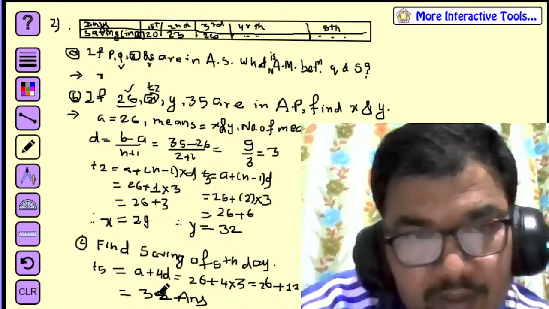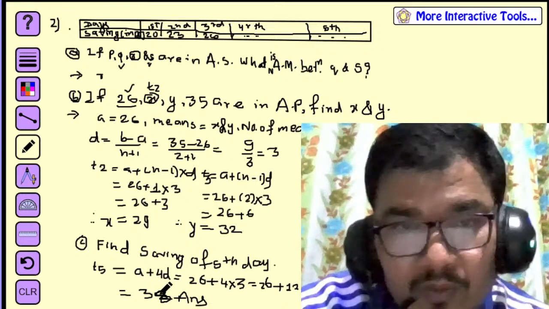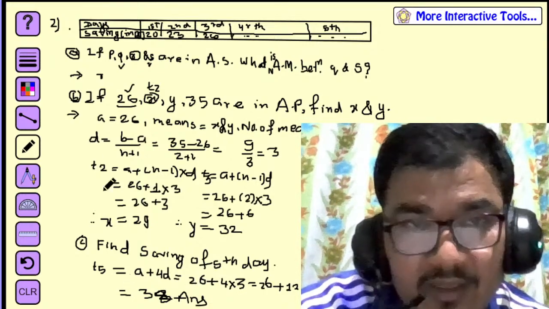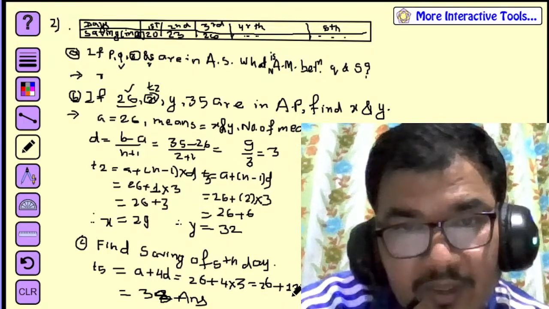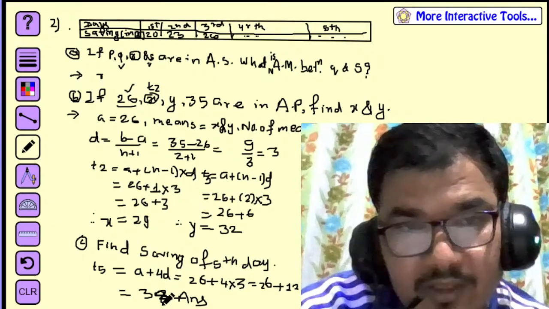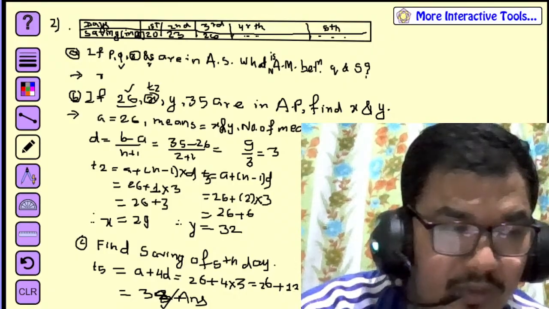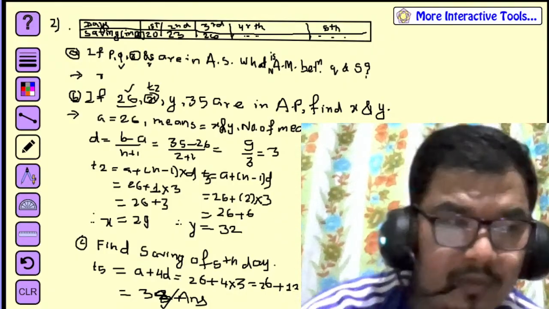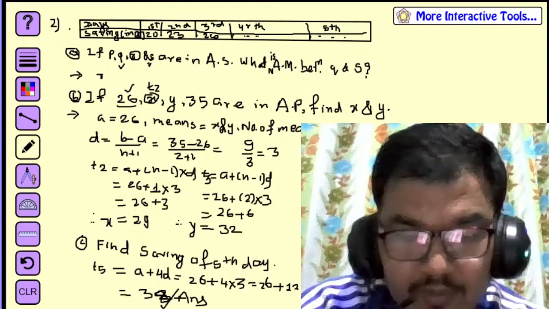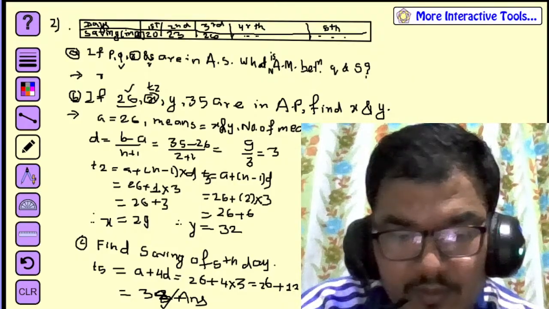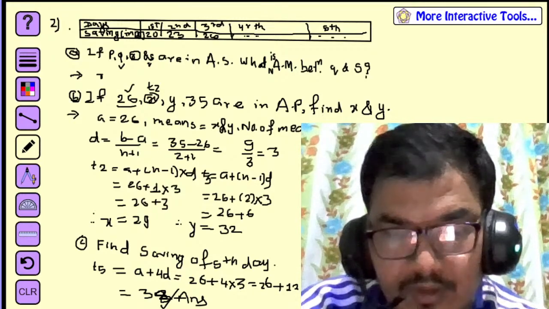This is 8, okay, children. It is not 20, a is 26. 26 plus 12 is 38. Its answer is the fifth term. The day 5 saving is 38. Like this we solve this type of question.